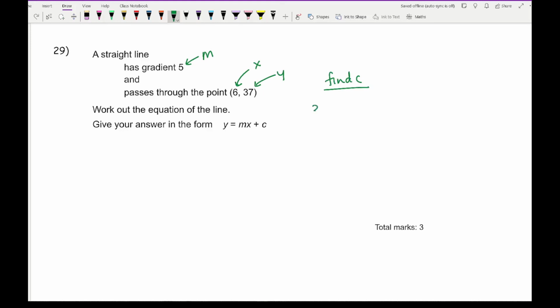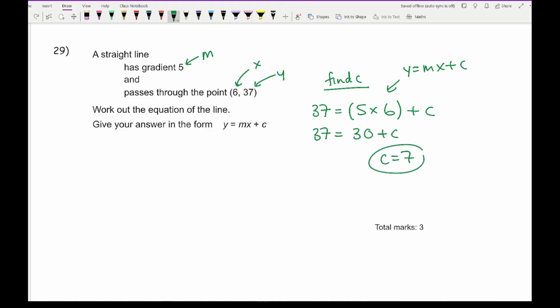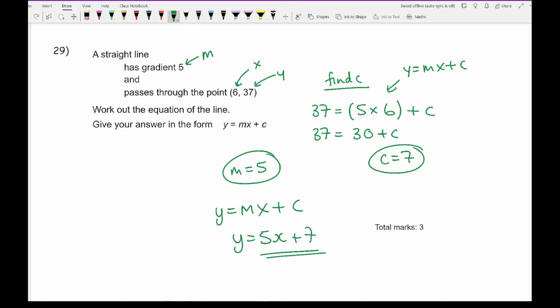Well, I get 37 equals m, which is 5, times x, which is 6, plus c, and all I've done there is substitute into y equals mx plus c. So substituting that in, I get 37 equals 30 plus c, so therefore c equals 7, and then what I've got are my two values. So then using these two values and using y equals mx plus c, I get y equals 5x plus 7, and there is my final answer and the last question on this paper.